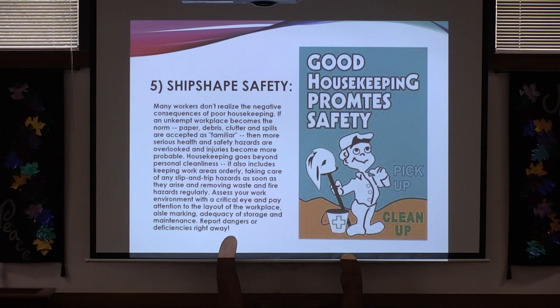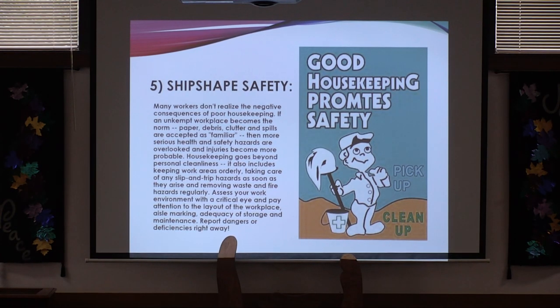Many workers don't realize the negative consequences of poor housekeeping. If an unkept workplace becomes the norm, paper, debris, clutter, spills are acceptable, then more serious health and safety hazards are overlooked and injuries become more probable.